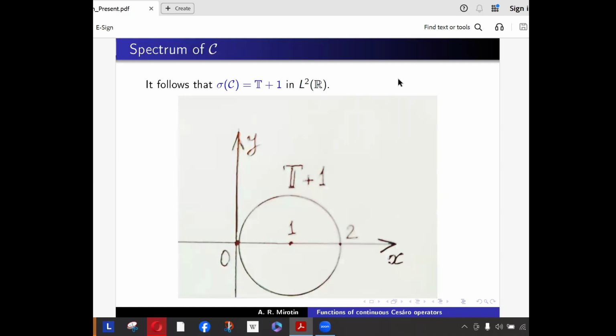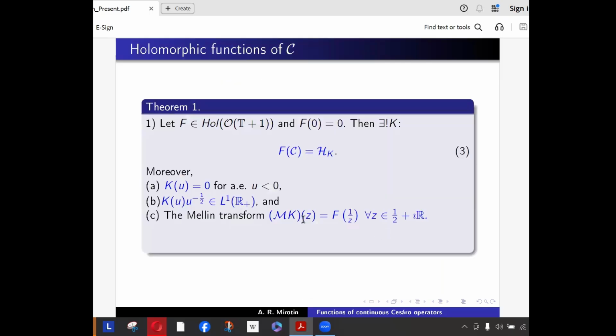First of all, I should note that the spectrum of the continuous Cesáro operator C in L2 of R is the shifted unit circle. In particular, 0 belongs to this spectrum. The following theorem gives a full description of all holomorphic functions of the continuous Cesáro operator C.